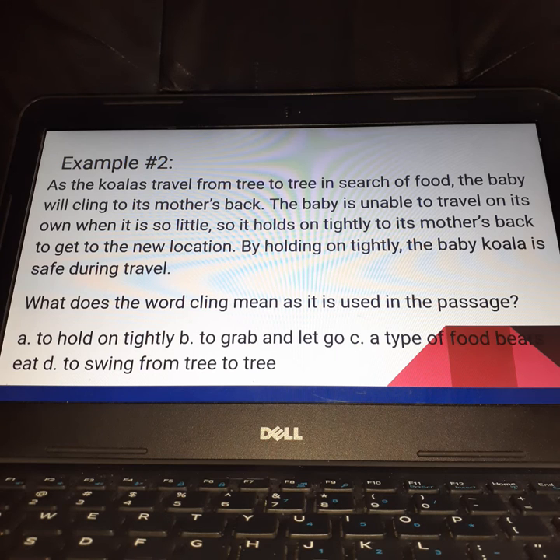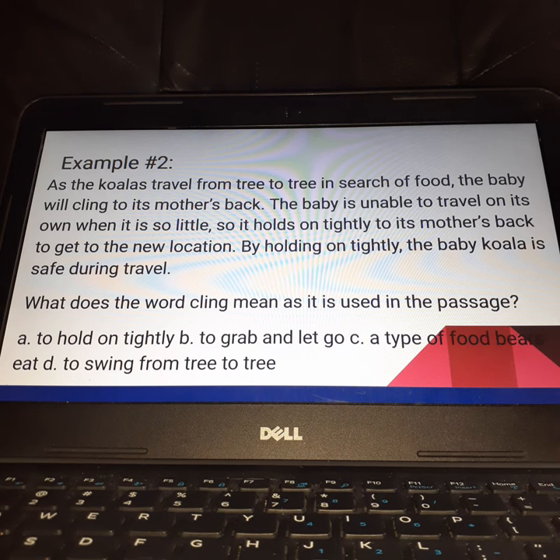Now, let's use the same strategy, plugging them in to see which one makes sense. A says to hold on tightly. Let's see if that makes sense. As the koalas travel from tree to tree in search of food, the baby will hold on tightly to its mother's back. That sounds really right, but we want to keep going. B says to grab and to let go. As the koalas travel from tree to tree in search of food, the baby will grab and let go to its mother's back. I don't know if that sounds right, because if I'm a baby, I don't think I'm going to let go. So let's keep going.